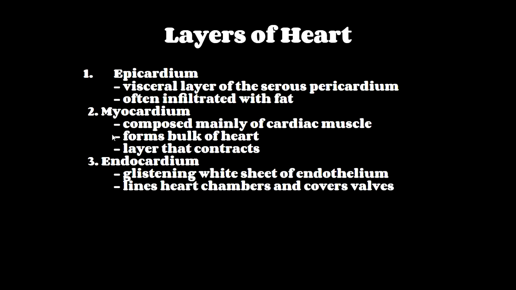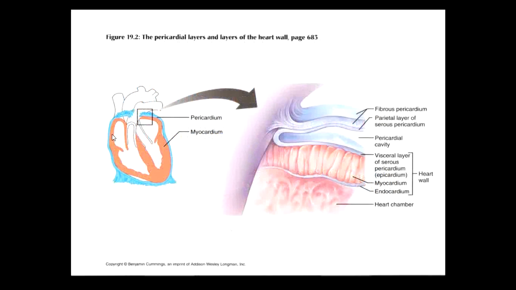It forms the bulk of your heart, most of the weight of the heart is found in the myocardium. And then on the inside of the heart, we find the endocardium. The endocardium is basically a thin sheet of tissue that lines the heart's chambers, and it covers the valves to protect them. And this is a picture of it. You can see here's the fibrous pericardium, and then this is the pericardial cavity, and this is where we'll find the fluid. This is where the heart's going to be beating, and the serous fluid will be in here. And then there's your muscle, and this is the endocardium that's lining this chamber.